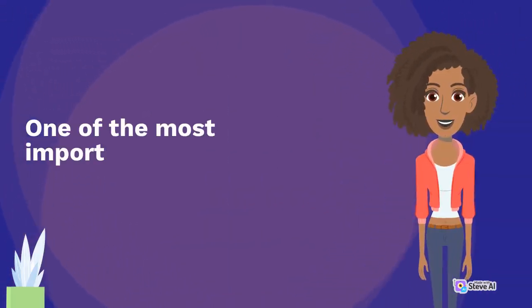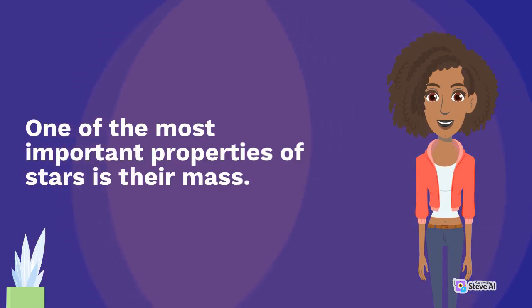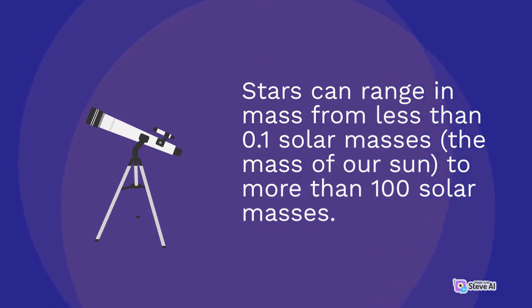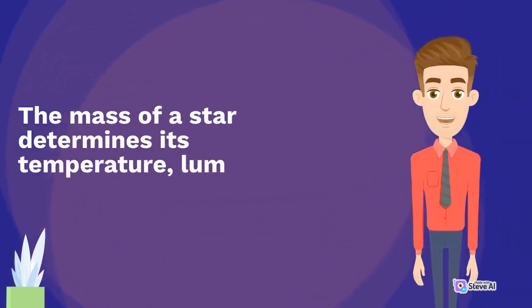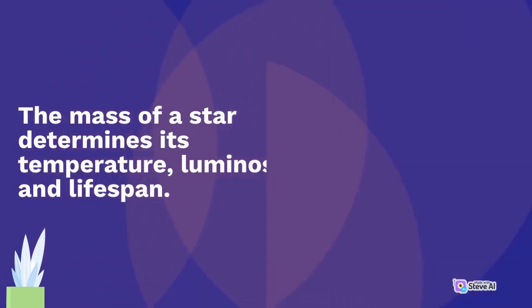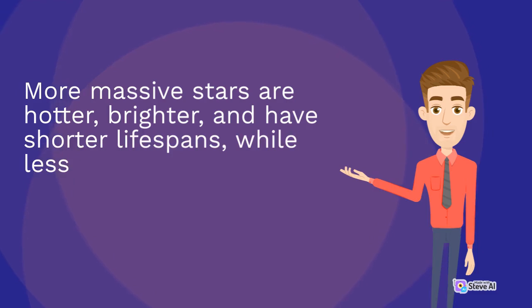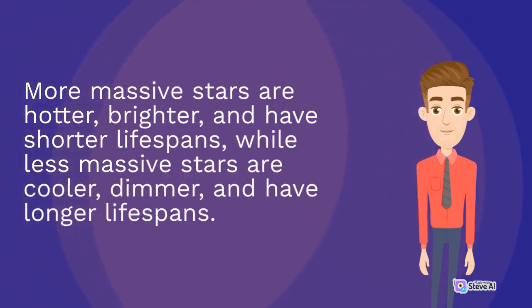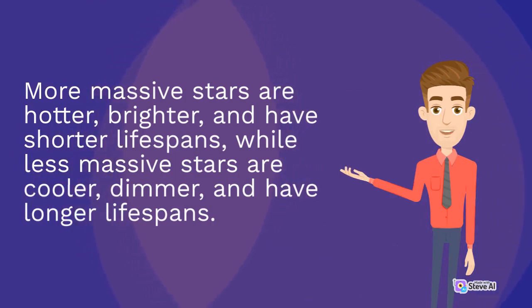One of the most important properties of stars is their mass. Stars can range in mass from less than 0.1 solar masses, the mass of our Sun, to more than 100 solar masses. The mass of a star determines its temperature, luminosity, and lifespan. More massive stars are hotter, brighter, and have shorter lifespans, while less massive stars are cooler, dimmer, and have longer lifespans.